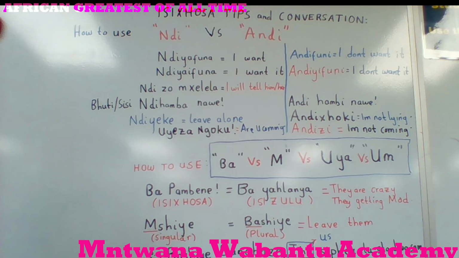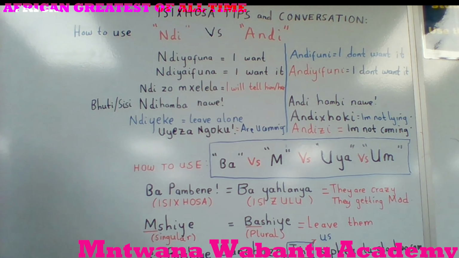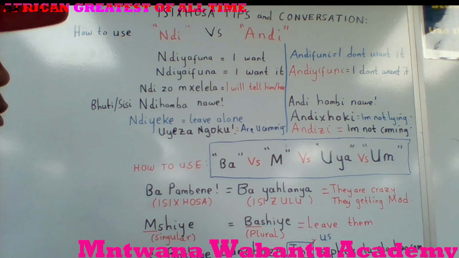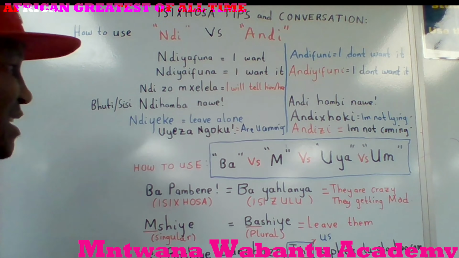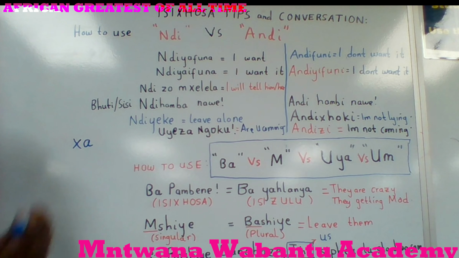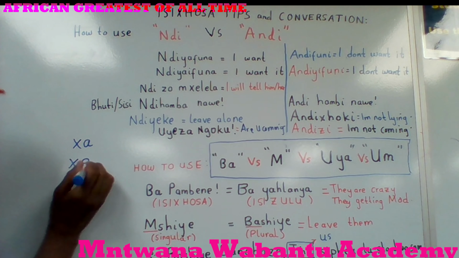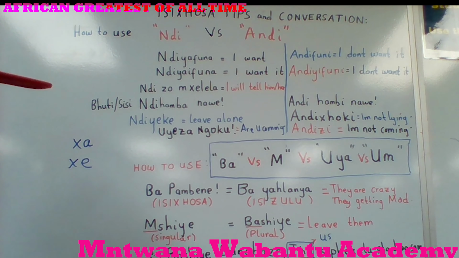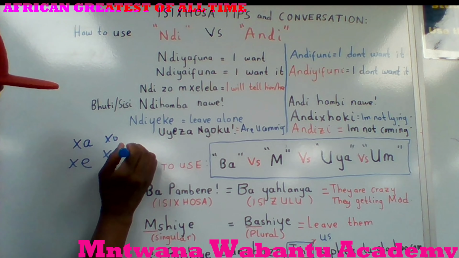So now, this is the second lesson on how to speak isiXhosa. If you don't understand why I say isiXhosa, you should go back to my previous video. Like I said, whenever you have an X, let's say X A, you pronounce it as a click. So if it's X E, that's a click. X E, X O, X U.